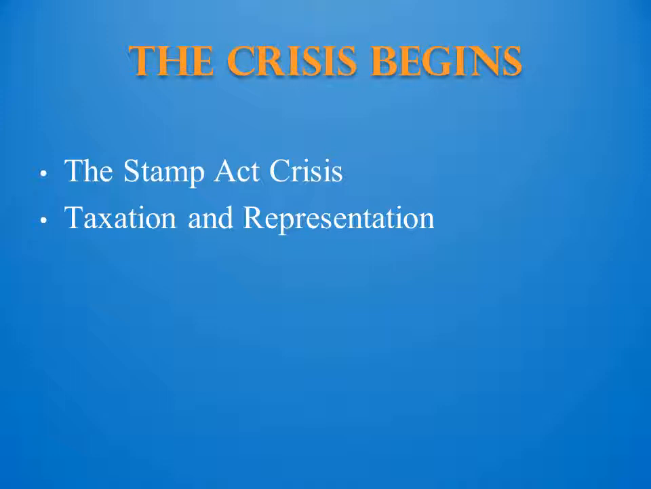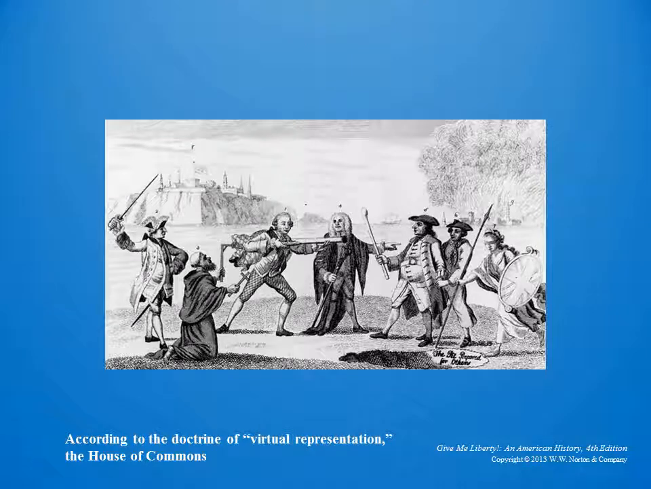Americans were beginning to see Parliament no longer as their safeguard to English liberty, but really as their principal enemy. You see here in this picture, according to the doctrine of virtual representation, the House of Commons is representing all residents of the British Empire, regardless of whether or not they voted. In this cartoon, we're seeing a criticism of the idea.